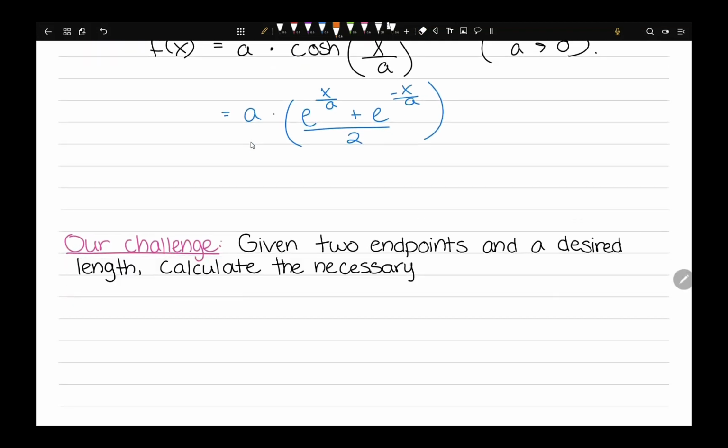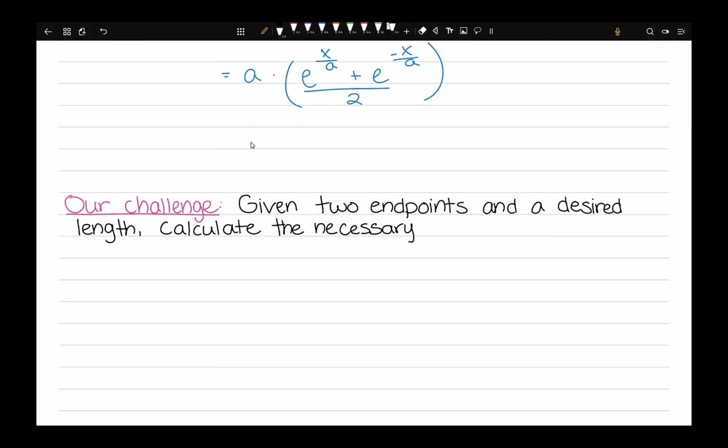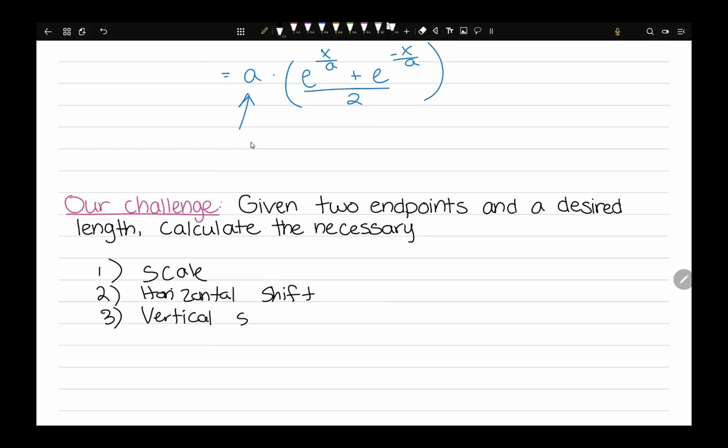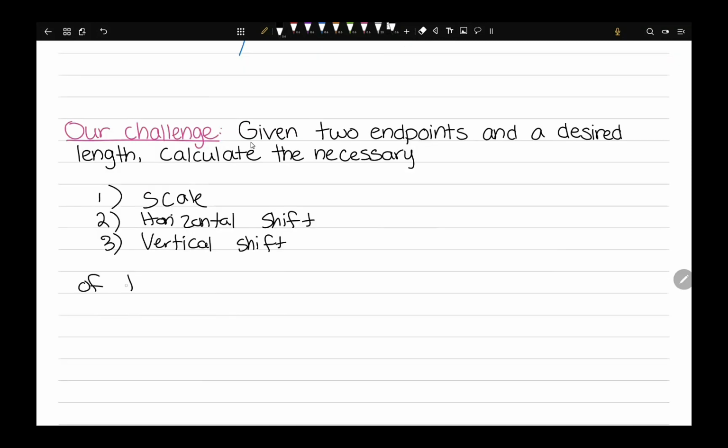Our challenge is we want to put it into a game. What this means is that given two endpoints and a desired length, we want to calculate three things. We want to calculate the scale of the curve, which is that a parameter. And then we also need to calculate a horizontal shift and a vertical shift. These shifts will allow us to shift the curve into the right place in 3D space. So if we want to put a catenary into our game, we need to solve for these three things of the catenary.